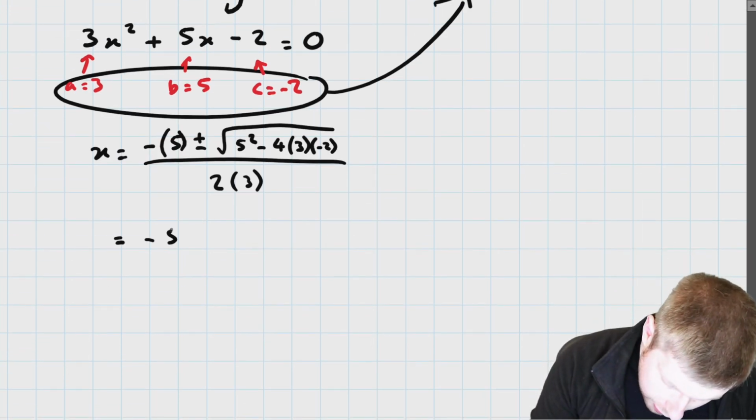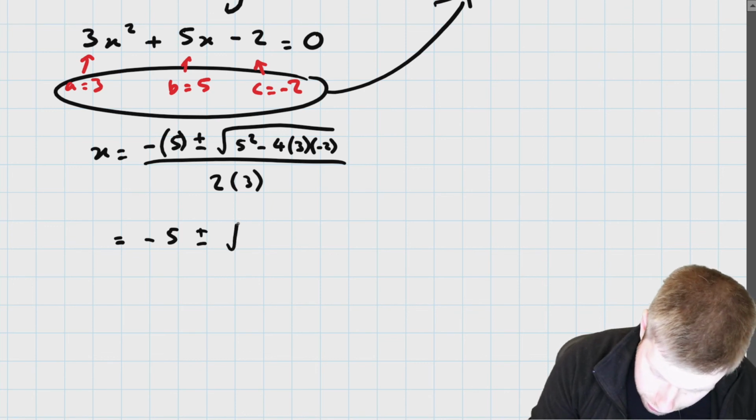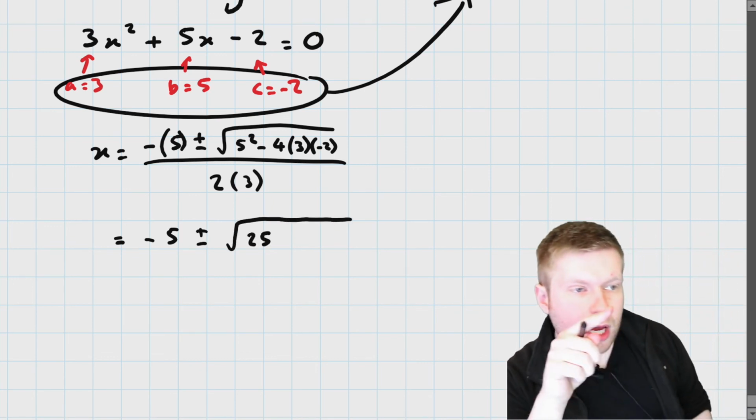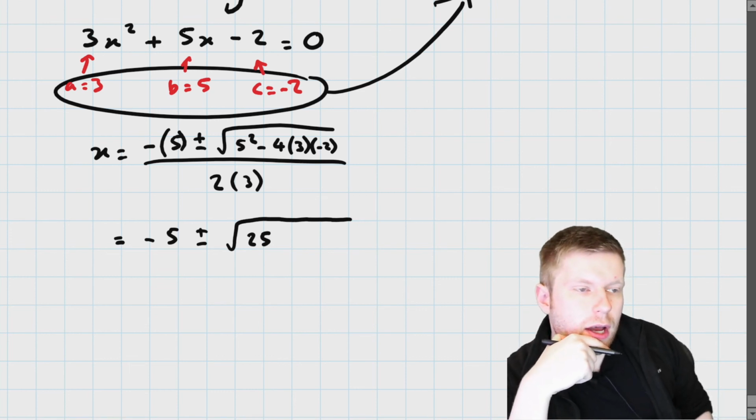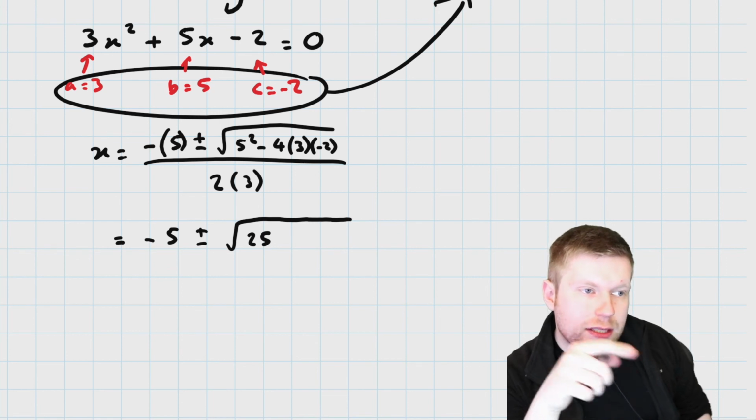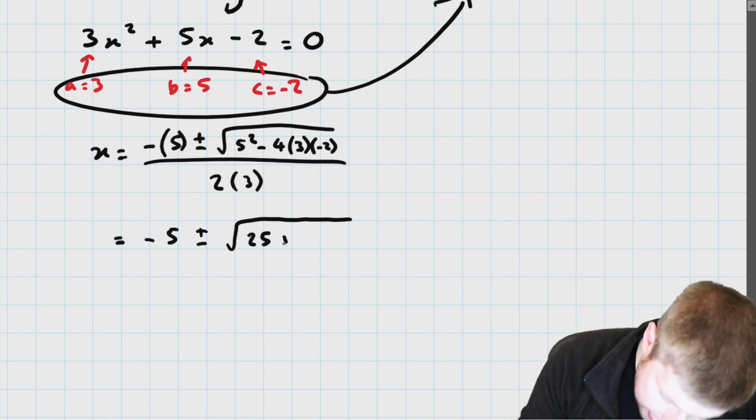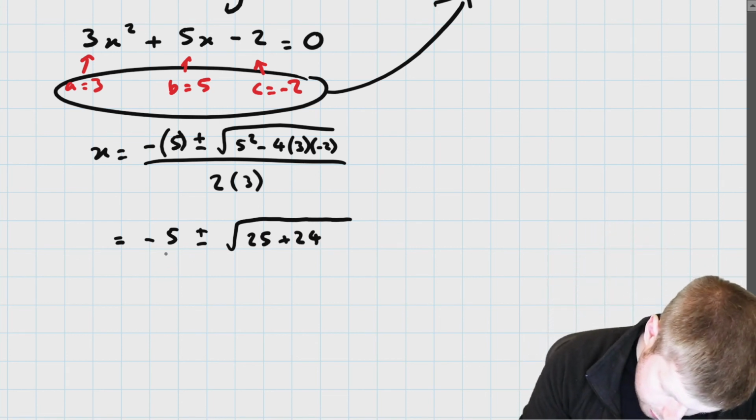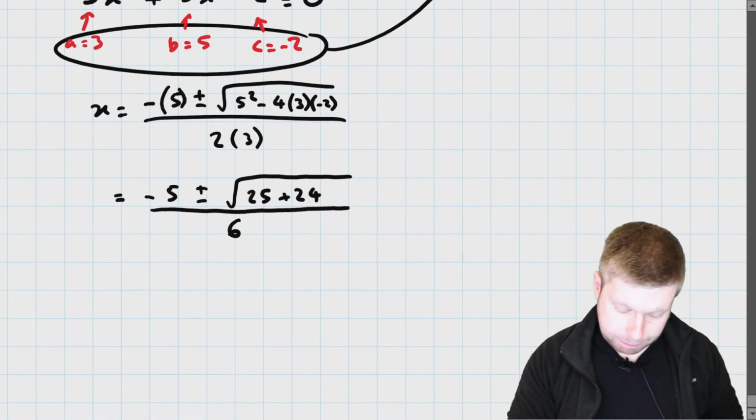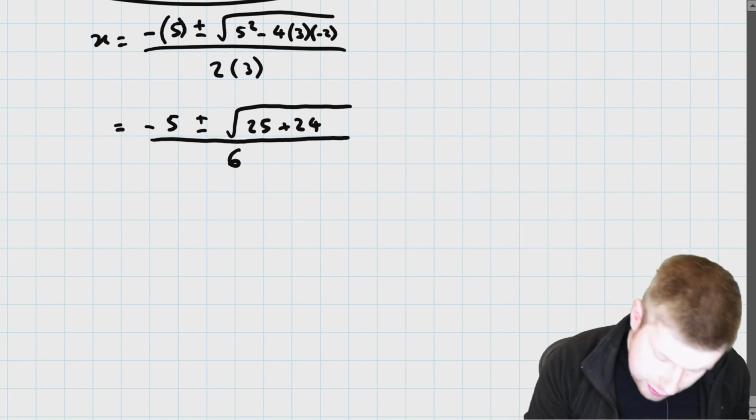Okay, so now I can go through and actually physically tidy this up. So I have negative 5 plus or minus the square root of, well, 5 squared is 25, and then minus 4 times 3 times negative 2. So, okay, negative 4 times negative 2 is positive 8, and that's going to make 8 times 3, which is going to be 24. So I'm going to add on 24 here, and I'm going to divide all of this by 2 times 3, or divide it by 6. Let's have a look at tidying this up slightly further.